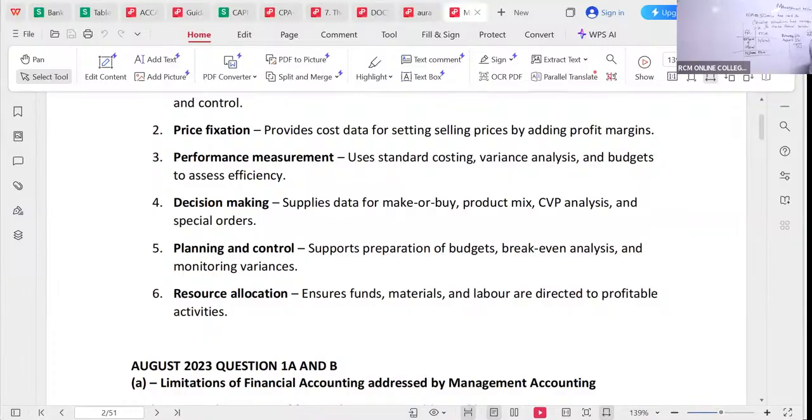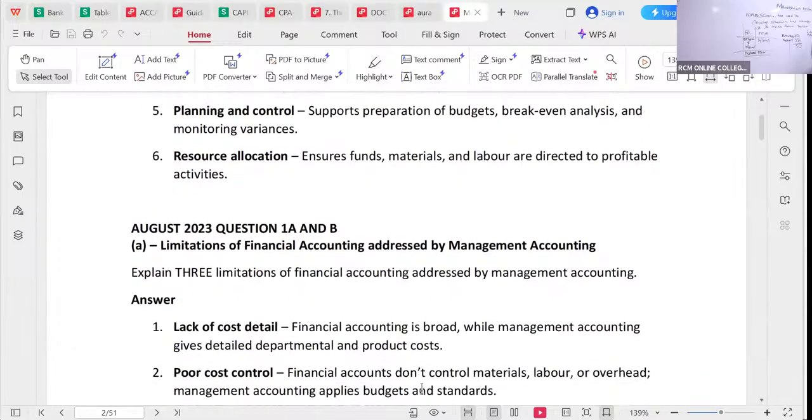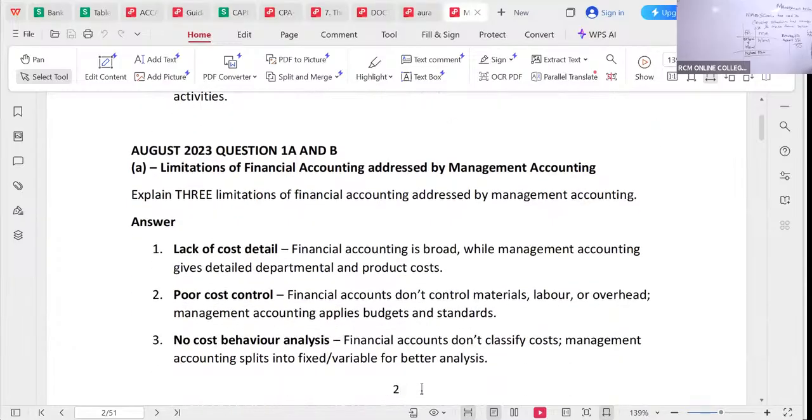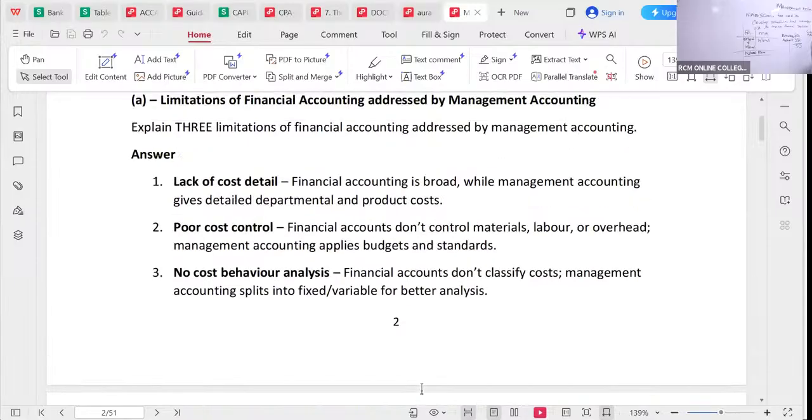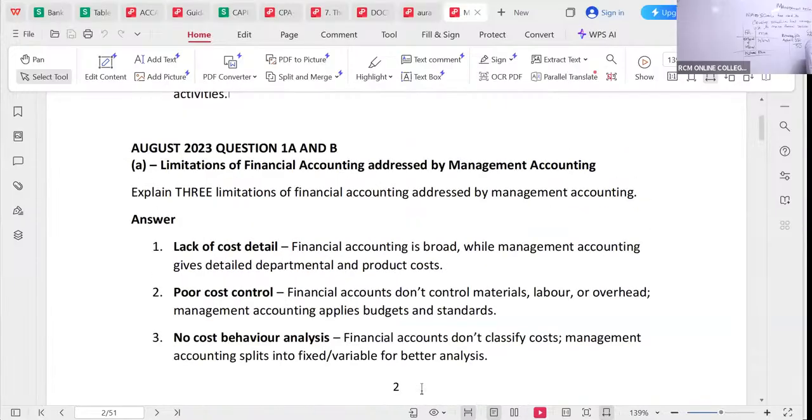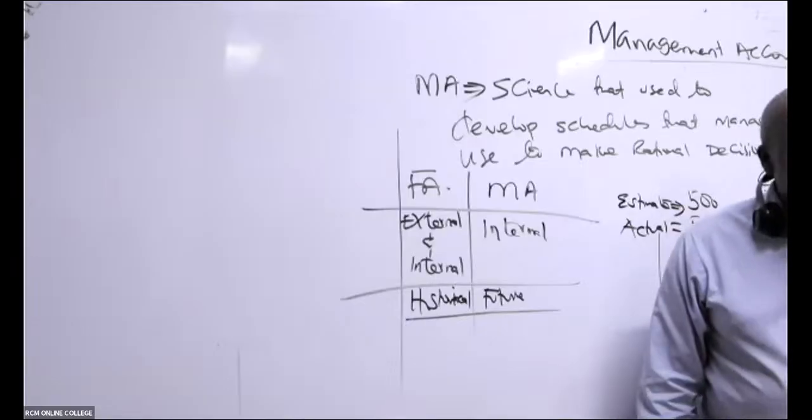Here they wanted us to give them limitations of financial accounting addressed by who? By management accounting. Limitations of financial accounting that are addressed by management accounting. There are many, many limitations that financial accounting has. You see, financial accounting, ladies and gentlemen, makes the assumption that everything in life is all about money.